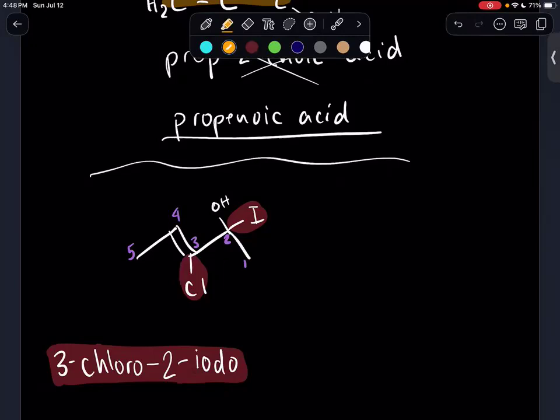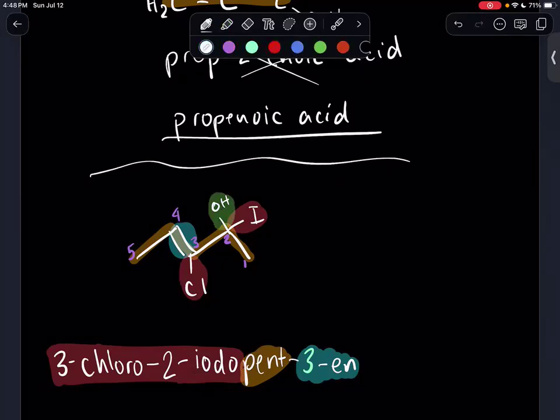So I must now identify how big my chain is. It is 5. So I can say 3-chloro, 2-iodo, pent, and now I have to add my double bond right here. Oops, thought I was on my highlighter tool. My double bond is between carbon 3 and 4. So we'll say pent-3-ene. Go ahead and highlight that. Pent-3-ene. And then lastly, I have my hydroxy group, my alcohol, chilling at the end with the highest priority, 2-ol.